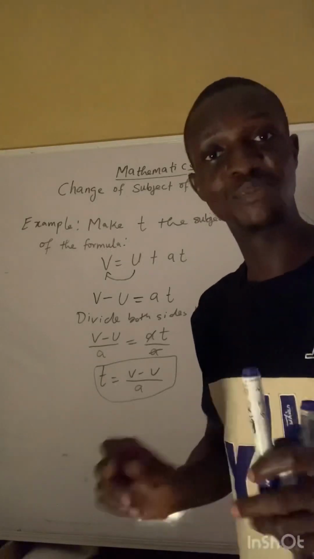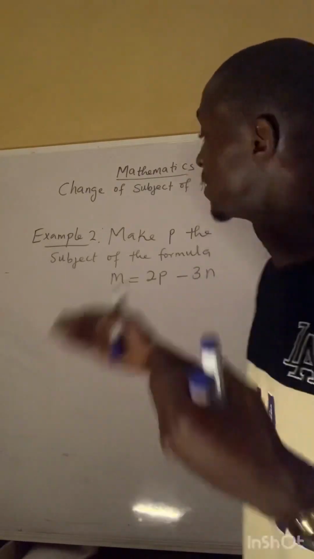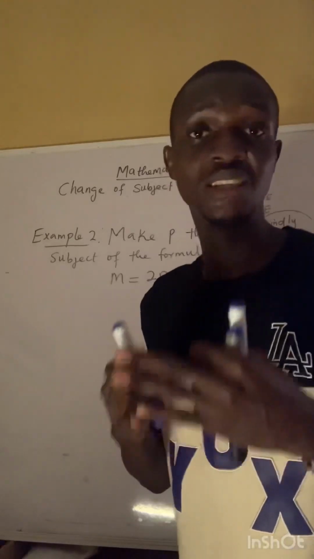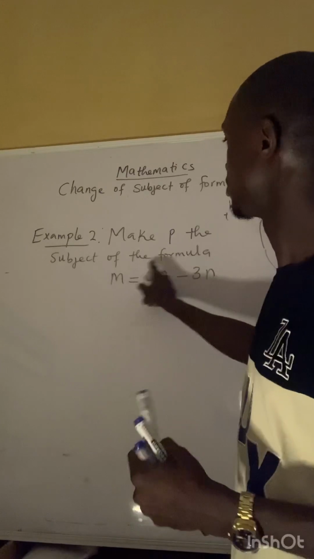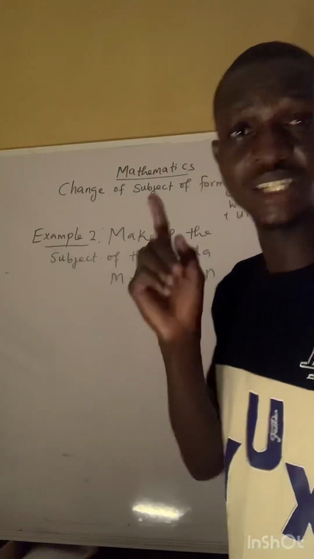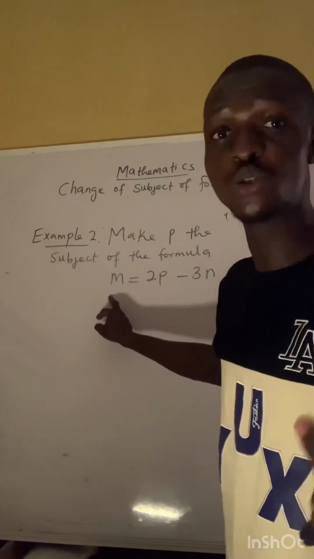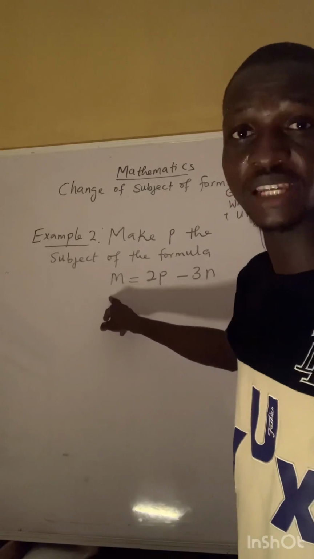Now let's look at example 2. If you want to get this example 2 done, it is very simple. The same process. Identify where the letter is. Once you have gotten where the letter is, the rest is simple. Now we are to make p the subject of the formula. Don't forget, the subject stands alone. The subject in this formula is m. M is standing alone, so it is the subject. So we want to make p stand alone just like m.